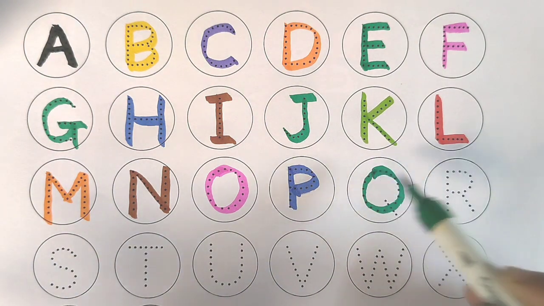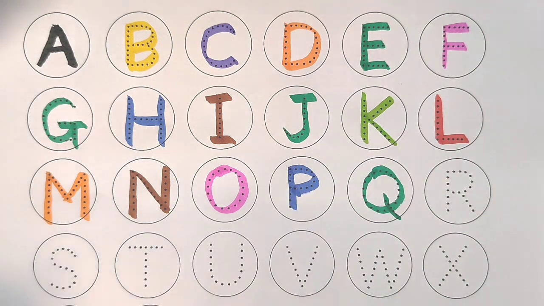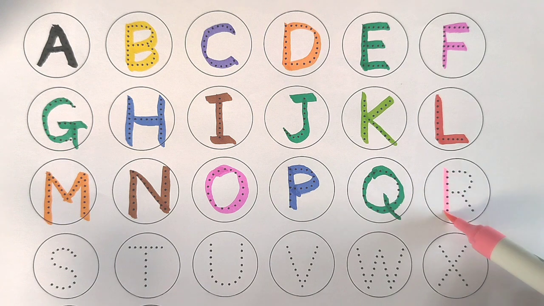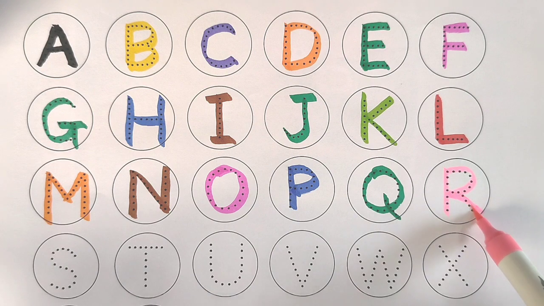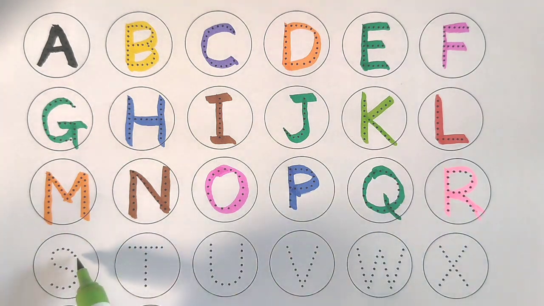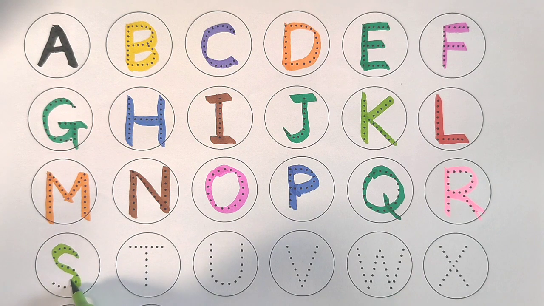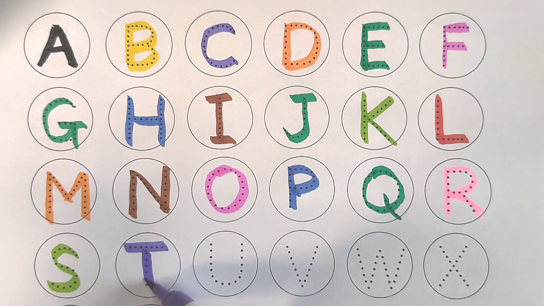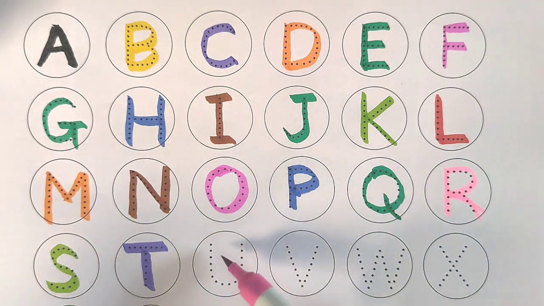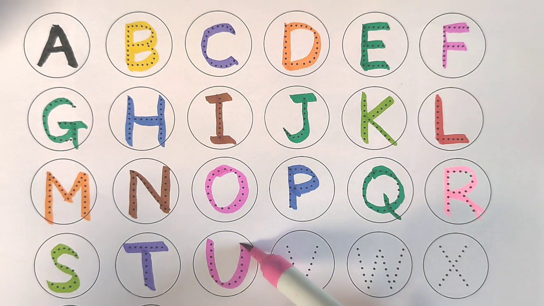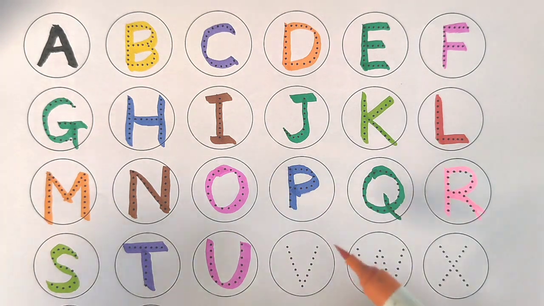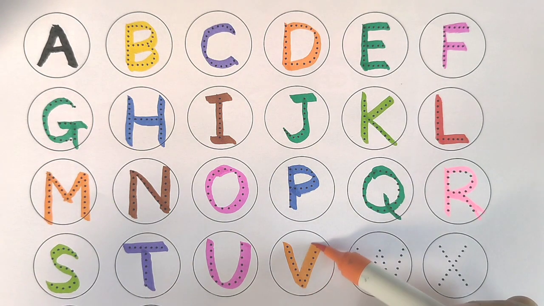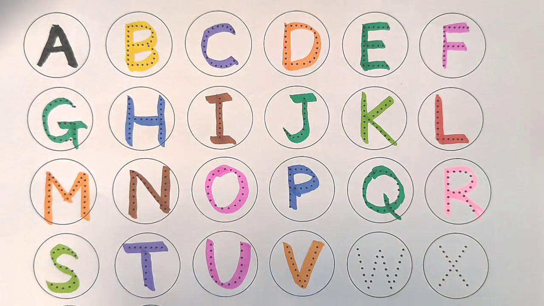Q is for quail. R is for rose. S is for snake. T is for tiger. U is for umbrella. V is for van.